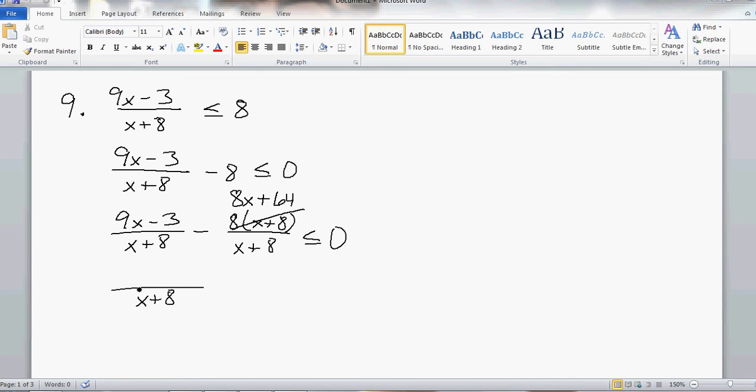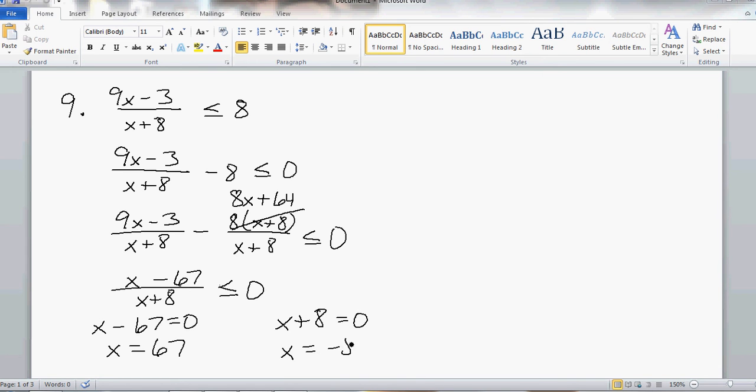9x minus 8x is x. -3 minus 64 is -67. And that has to be less than or equal to 0. So setting each one of these equal to 0 so I can find the important points, 67 and -8 appear to be my important points.